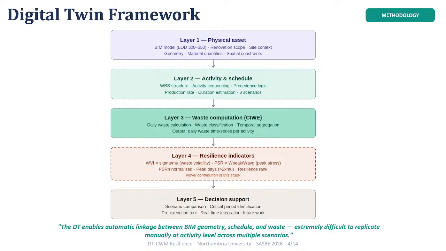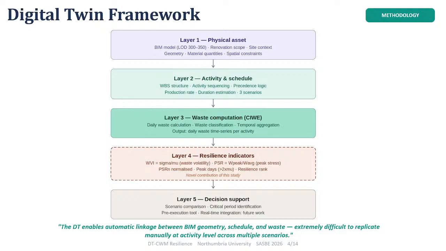To achieve these objectives, we have developed a digital twin framework. The framework has 5 layers. The first layer covers the BIM model, renovation scope, site context, material quantities, and special constraints. In the second layer, we define the activities and develop the schedule based on a work breakdown structure, including activity sequencing, considering the production rate and the duration of each activity.